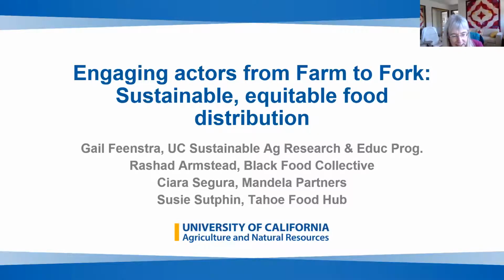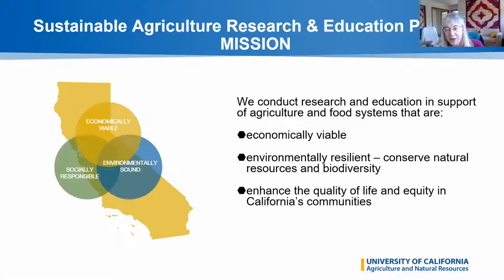So maybe next slide, please. I wanted to tell you a little bit about the Sustainable Agriculture Research and Education Program, which is actually a statewide program of ANR. It's our cooperative extension system here, Agriculture and Natural Resources, here in California. And since its inception in 1986, SAREP has been committed to supporting a food and agricultural system that's economically viable, environmentally sound and resilient, and socially just and responsible. And so that is our basic set of values.